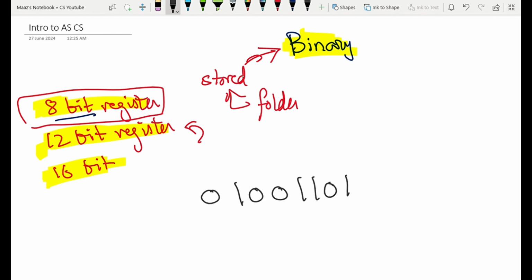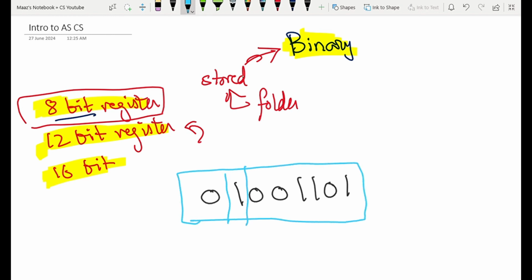01001101. Okay, let's make 8 sections: 1, 2, 3, 4, 5, 6, 7, and 8. Now we need to understand that each of the bits has a specific weightage assigned to it, and that weightage is calculated by its position. Now how do we know the position?